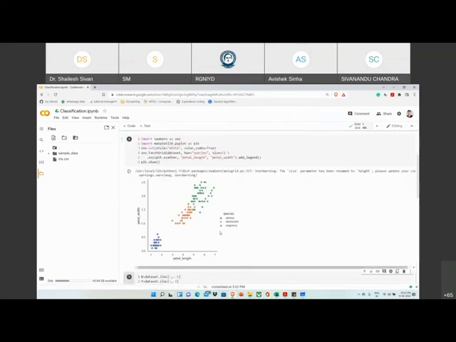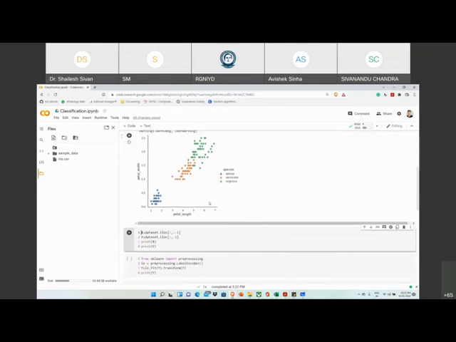This also makes sense. See, for petal length and petal width, the setosa is having low petal length and low petal width. The virginica is having high petal width and high petal length, and versicolor is in between this range. Okay, so they are linearly separable somehow, and this is a multi-class classification problem.